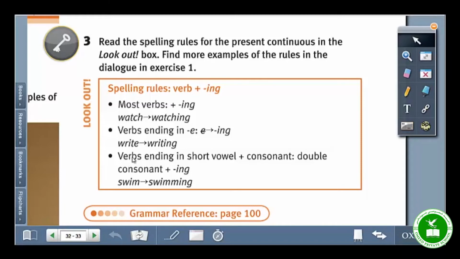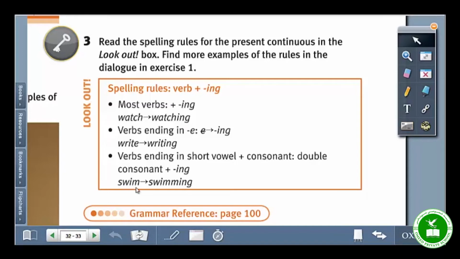Okay? Verbs ending in short vowel plus consonant. Consonant is the letter which doesn't have a sound. Double means you have to double the consonant. Okay? And then add ing. Look, double consonant plus ing.